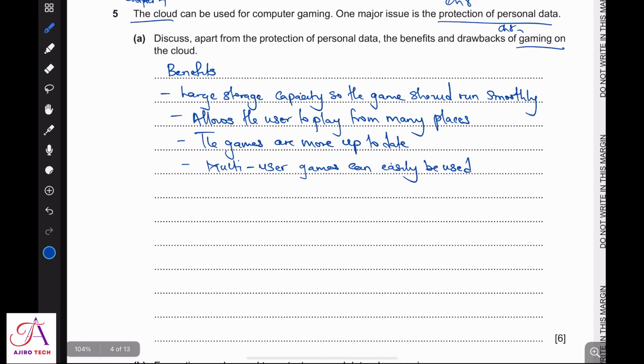All right, let's talk about the drawbacks. If it's offline, I don't need internet, which is a good thing. But this is where it's bad when it comes to gaming on the cloud: you need a stable internet connection.